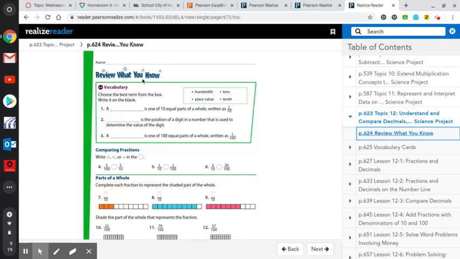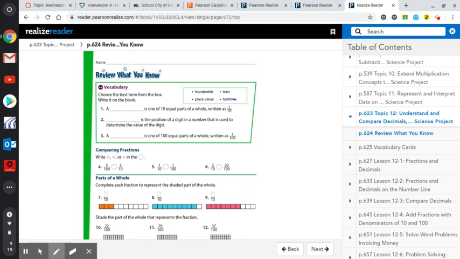So let's review what we know. So pause me if you need to. Go get your book and a pencil and go somewhere quiet. So number one, a blank is one of 10 equal parts of a whole written as 1/10. Okay. So would it be 100th, a place value, tens, or a tenth? 1 of 10 would be a tenth. So you would be marking that one right now. Okay.